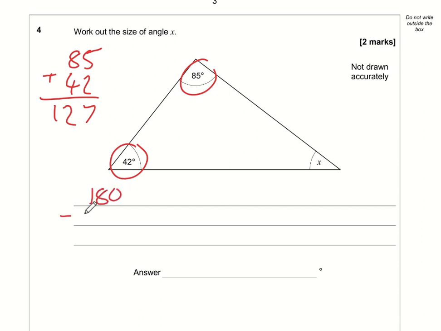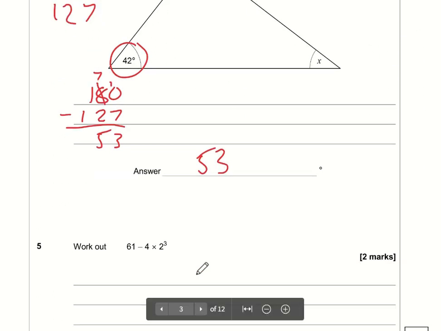So 180 take away 127. So 0 minus 7 can't be done, so the 8 becomes a 7, 0 becomes 10, 10 minus 7 is 3, 7 minus 2 is 5, so the answer is therefore 53 degrees.